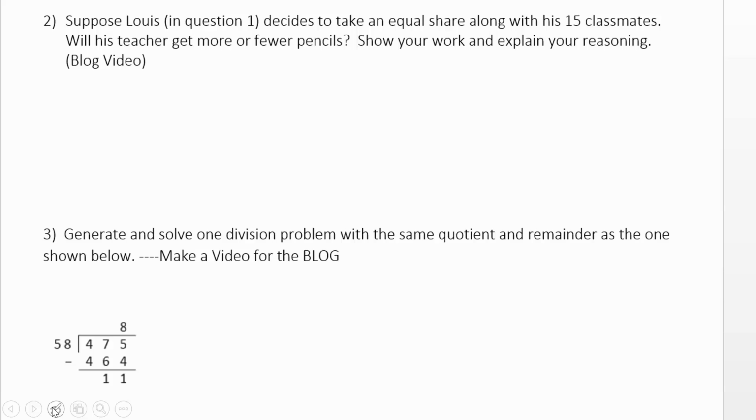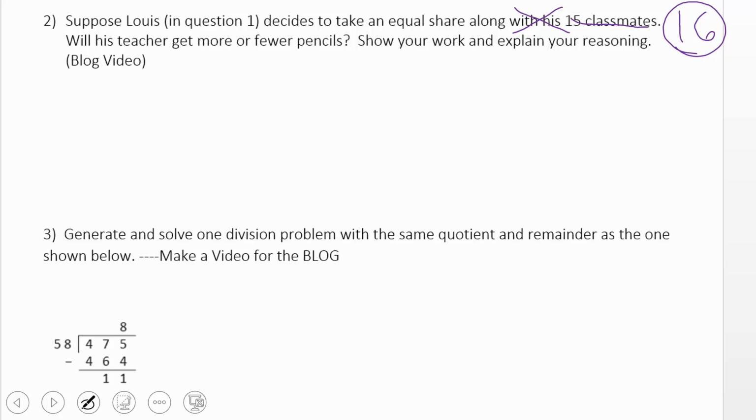So I hope that number one was pretty simple. You just had to divide 119 pencils into 15 groups, and then the remainder is what he gave to his teacher. Let's look at number two, though. It says, suppose Lewis, that guy that we learned about in question one, decides to take an equal share along with his classmates. So instead of sharing with just 15 people, he is splitting the pencils into 16 groups, right? Not just 15 classmates, plus Lewis is 16. Will his teacher get more or fewer pencils?